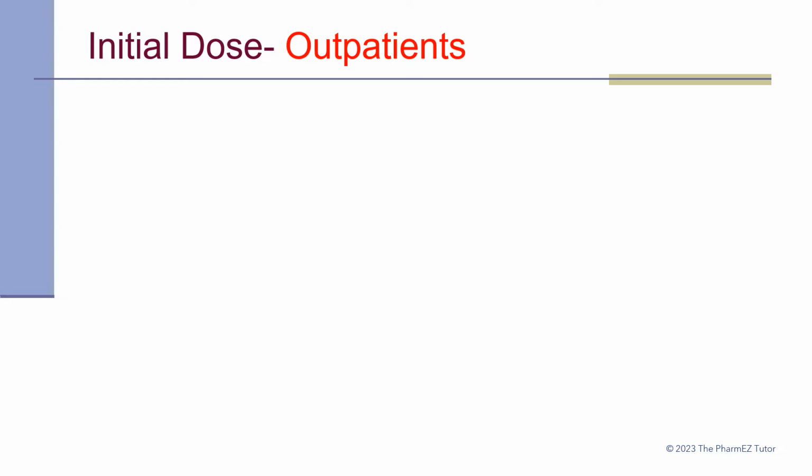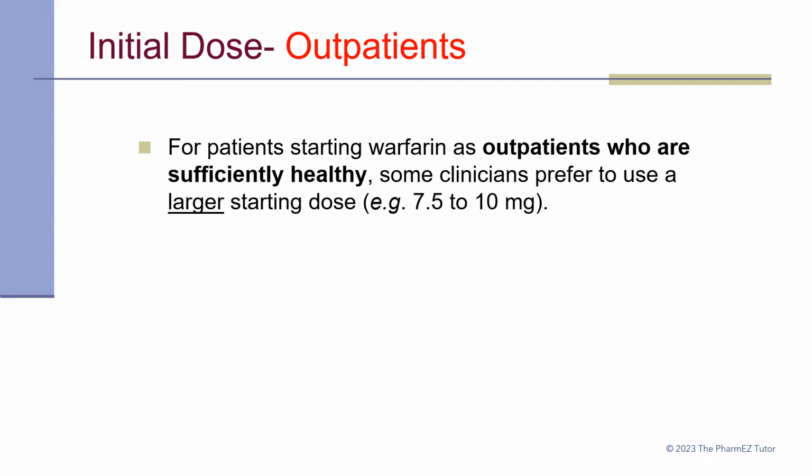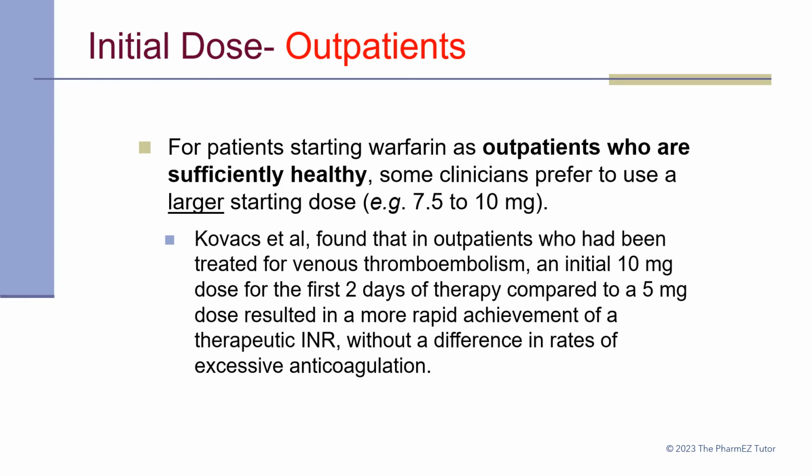What about the initial dose for outpatients? For patients starting warfarin as outpatients who are sufficiently healthy, some clinicians prefer to use a larger starting dose, that is 7.5 to 10 milligrams. Kovacs et al. found that in outpatients who had been treated for venous thromboembolism, an initial 10 milligram dose for the first 2 days of therapy compared to a 5 milligram dose resulted in a more rapid achievement of a therapeutic INR, without a difference in rates of excessive anticoagulation.